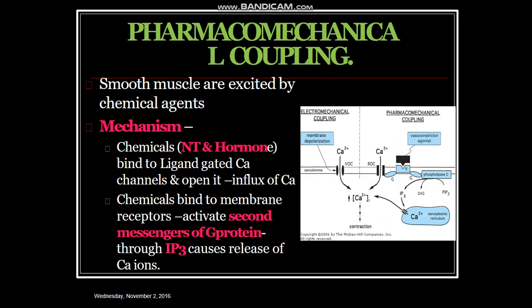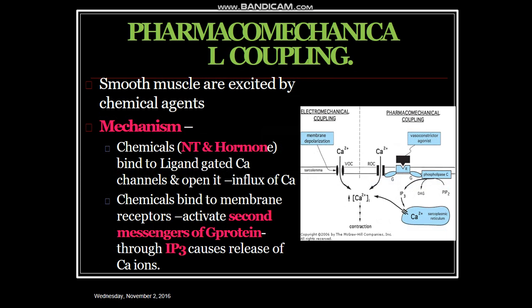Pharmacomechanical coupling: smooth muscle is excited by chemical agents. Chemicals bind to the ligand-gated sodium calcium channels and open them. Influx of the calcium. Ligand comes and attaches to various receptors. Chemicals bind to membrane receptors, activate second messengers of G proteins through inositol phosphate, causing release of the calcium ions. This second messenger system is very much important.